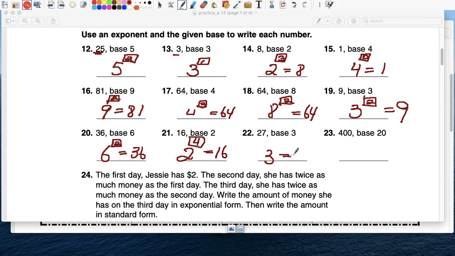3 to the what power equals 27? 3 to the 2nd power is 3 times 3, which is 9, so that's not enough. So it has to be 3 times 3 times 3, which is 3 to the 3rd power. And lastly, 20 to what power gives you 400? That'd be 2, because that would be 20 times 20, right? 20 times 20 is 400.